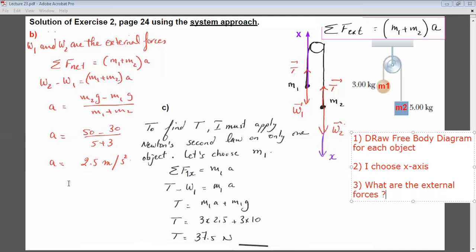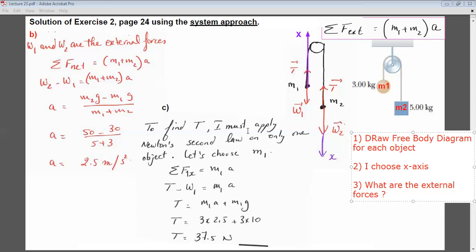So notice how easier this approach is. We just have to be careful what are the external forces and their direction. So if for W1 you put plus instead of minus, you will get an error here. You will get the wrong answer. Now we need to find the tension. Tension is an internal force. So I cannot use this formula to get tension.